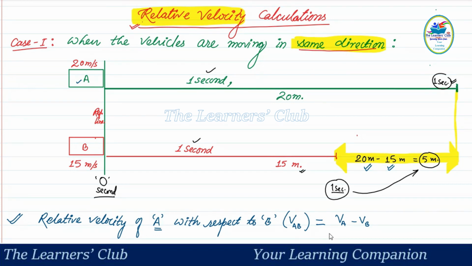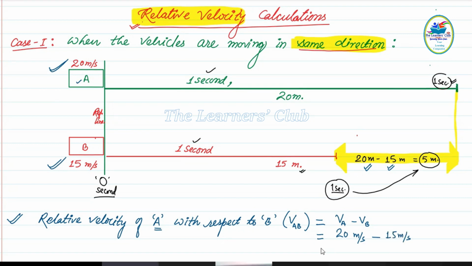Okay, so this is equal to 20 meter per second. What is the velocity of A? 20 meter per second. What is the velocity of B? 15 meter per second. So the relative velocity comes to be 5 meter per second.